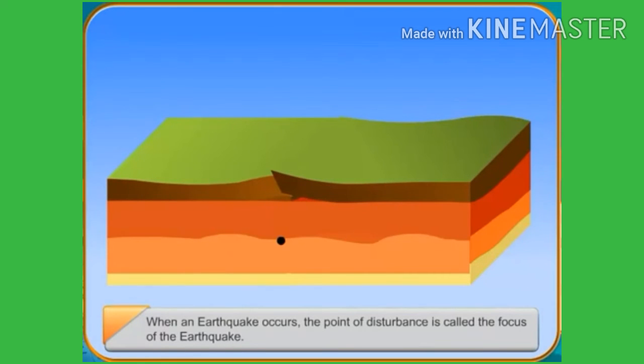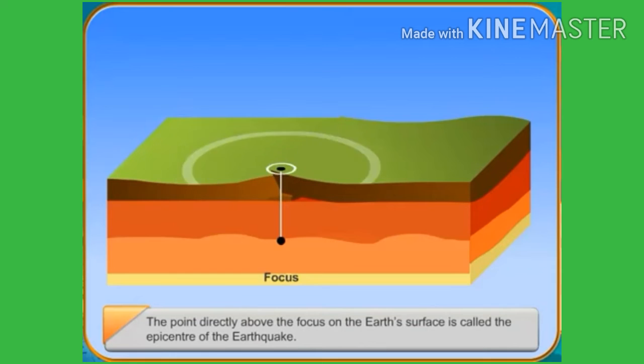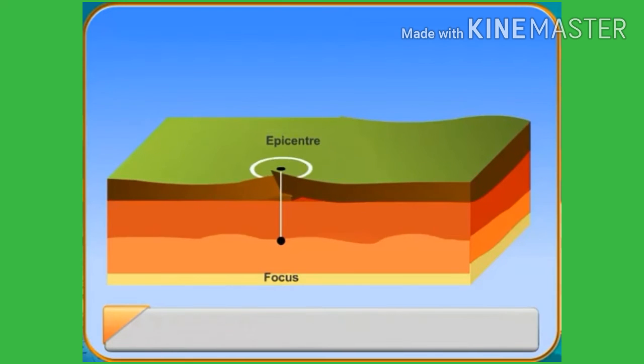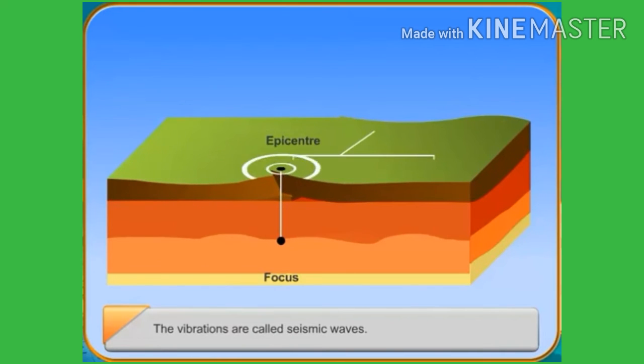When an earthquake occurs, the point of the disturbance is called the focus of the earthquake. The point directly above the focus on the Earth's surface is called the epicenter of the earthquake. The vibrations are called seismic waves.